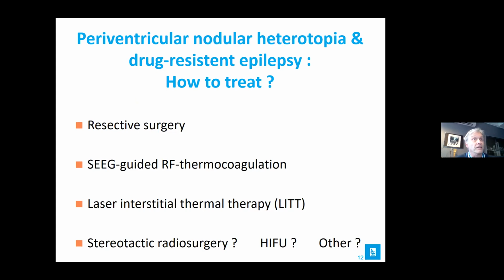So this leads us to the last chapter, what treatment can be proposed. And I think surgical treatment may be divided into 4 different parts. Resective surgery is an option. A second option is, of course, the SEEG-guided radiofrequency thermocoagulation. A third option is represented by the laser interstitial thermal therapy. And miscellaneous techniques should be also discussed, at least. Among them, what about stereotactic radiosurgery?